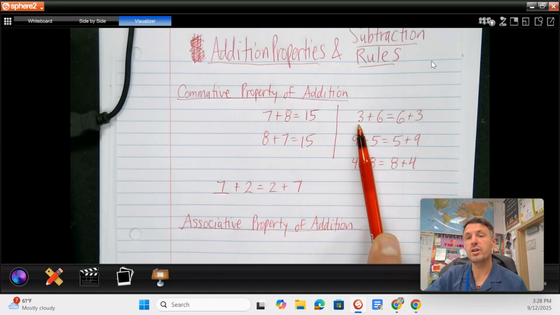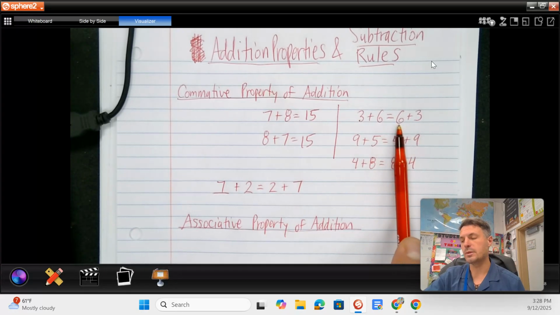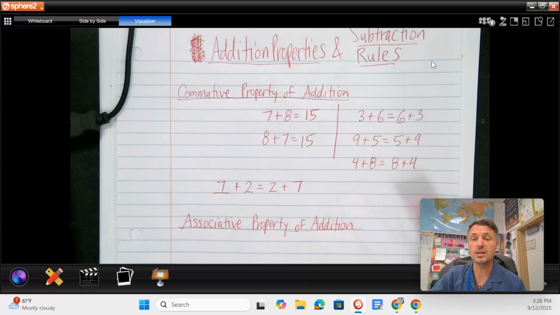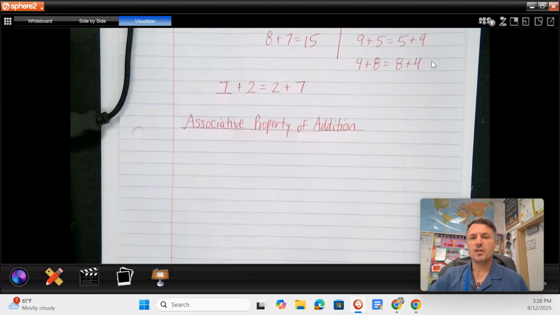See here, the 3 comes first and the 6 comes second. That's equal to here, the 6 comes first and the 3 comes second. So the 3 and the 6 moved around, they switched places. That's the commutative property. Okay, moving on to the associative property.